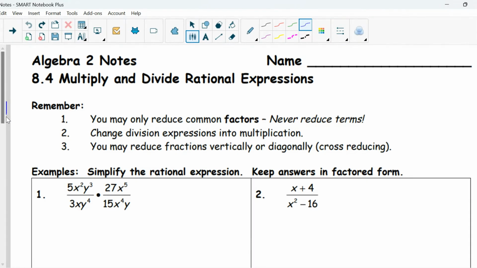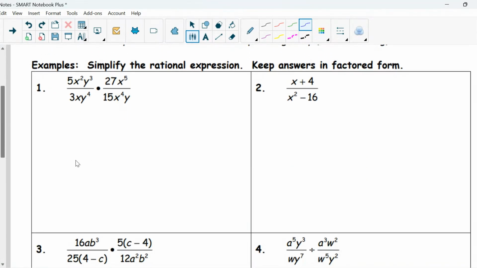So let's start with number 1 here. So number 1, we have two fractions being multiplied. So let's go ahead and simplify our number of terms by multiplying the two fractions together. So I've got 5 times 27, which is 135. X squared times x to the 5th. Remember, multiplying like bases, we'll add our exponents. So 2 plus 5 gives me 7. And then I've just got y to the 3rd. All over 3 times 15, which is just 45.